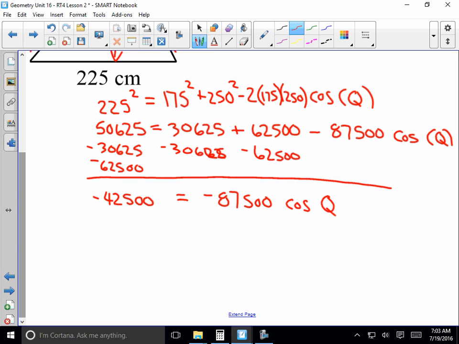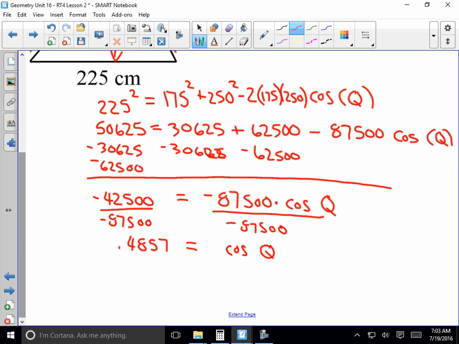Cosine of Q. Now this is a multiplication, so we have to finish with the division on both sides. So we're dividing by 87,500. And they're both negative, so this is going to give me a positive answer here. Divided by 87,500, I get 0.4857 equals the cosine of Q.